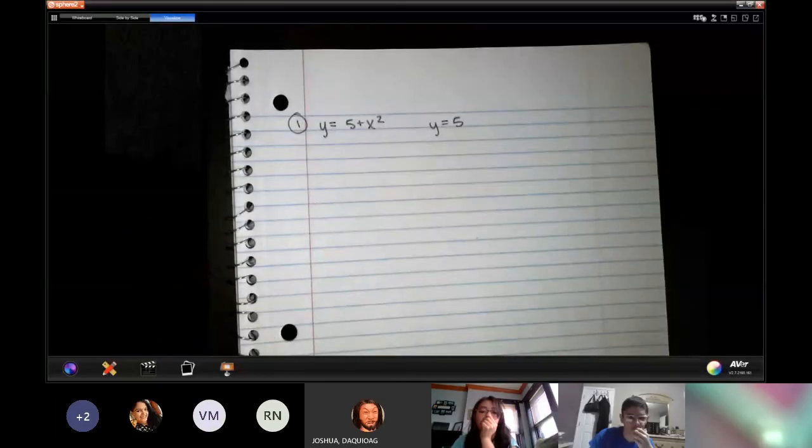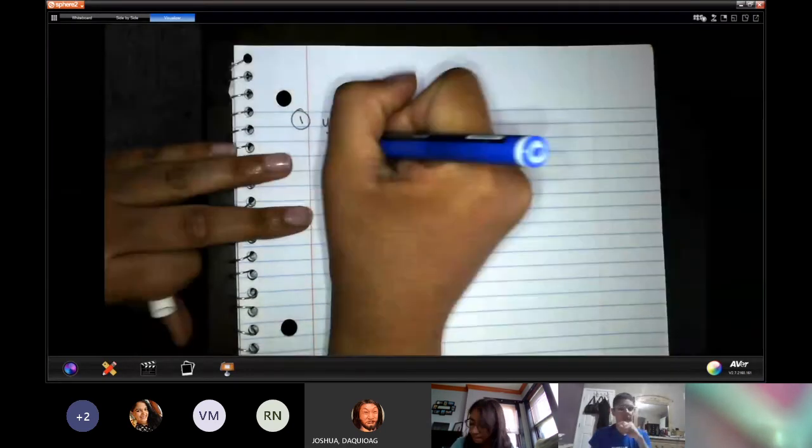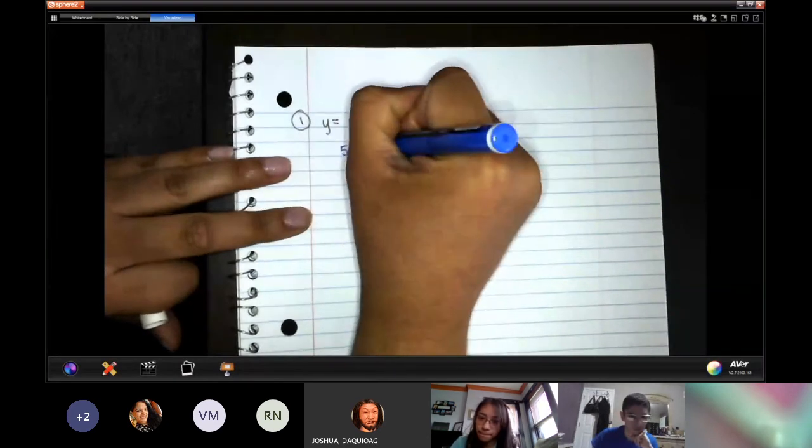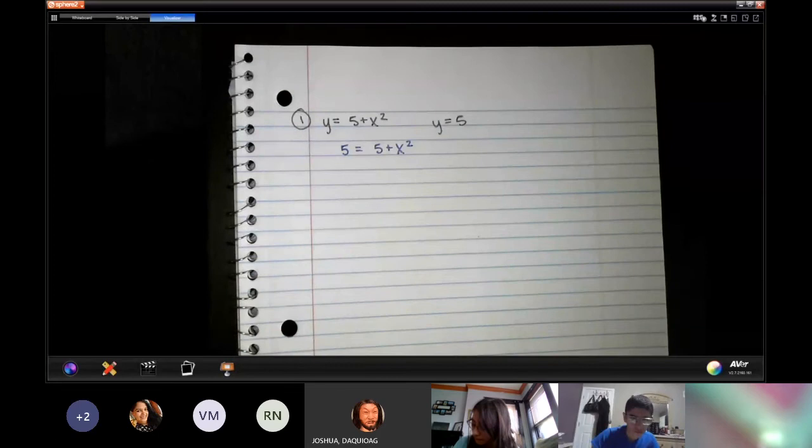All right. So from here, we're just going to set these equal to each other, right? That's how you solve all systems of equations. So, and I'm not sure you have enough space for this one, but we'll try. So 5 equals 5 plus x squared. All right, how would I solve this?